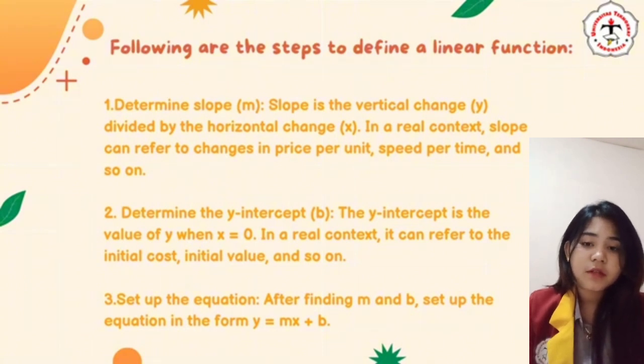Number 2. Determine the y-intercept c. The y-intercept is the value of y when x is 0. In a real context, it can refer to the initial cost, initial value, and so on. Number 3. Set up the equation. After finding m and c, set up the equation in the form y = mx + c.